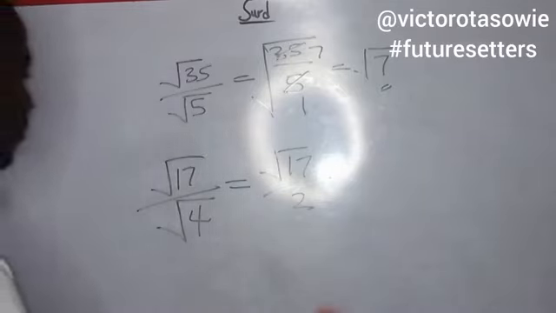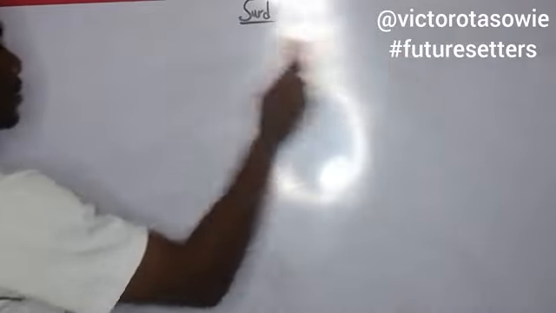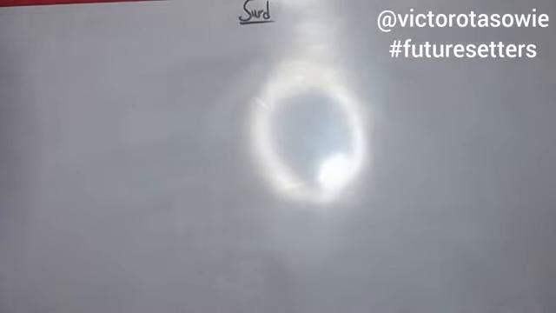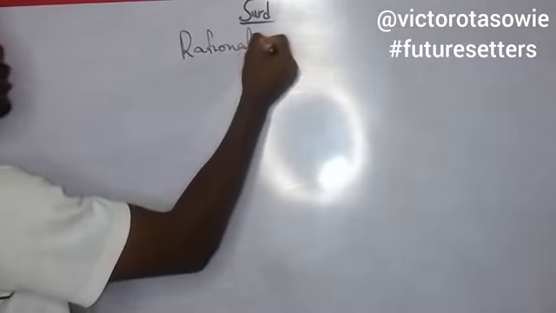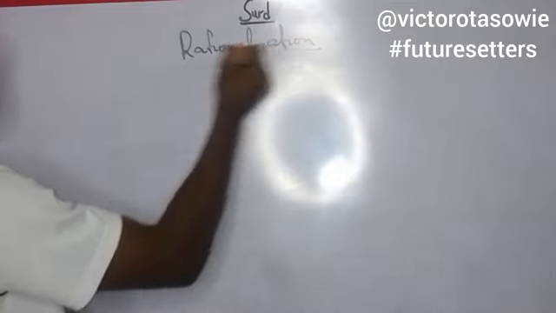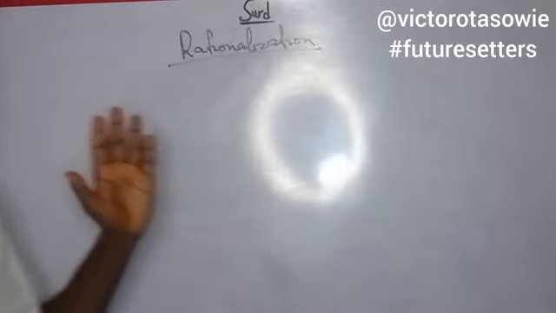Then another question. Now we are going to another part. Now, I just explained a part of surds. Now we have another part which is known as rationalization. Now we have this part, rationalization. Rationalization is another part itself. This part is very good.